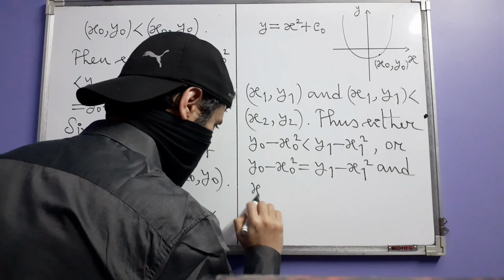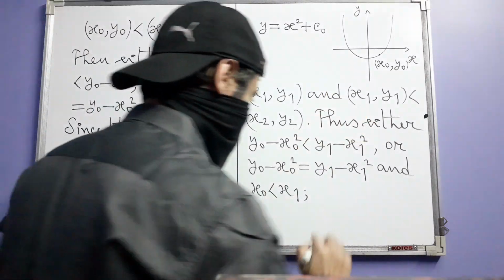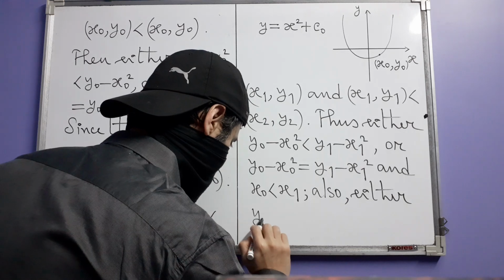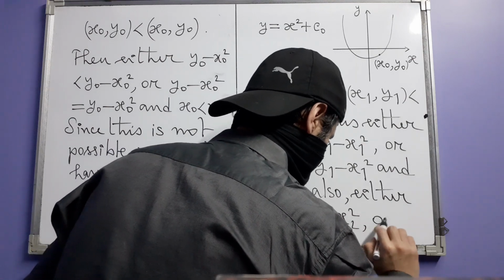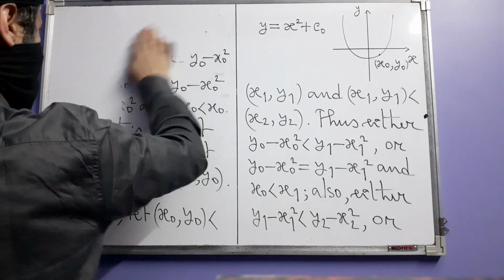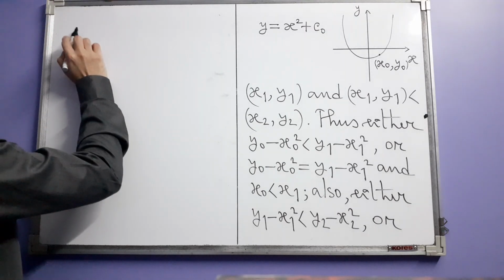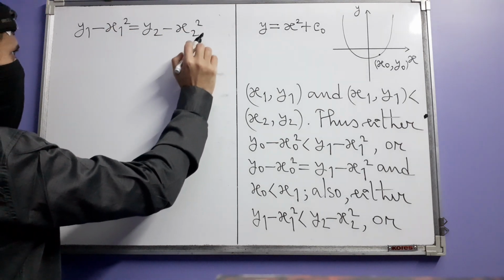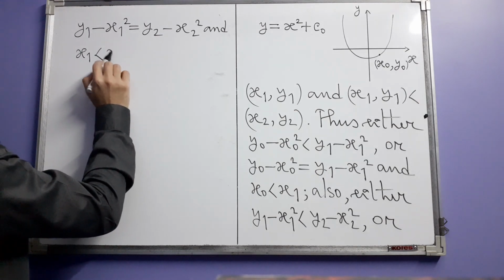and x0 is less than x1. But a similar thing will be obtained from the second one also. Also, either (y1 minus x1) square is less than (y2 minus x2) square, or they are equal and x1 is less than x2.